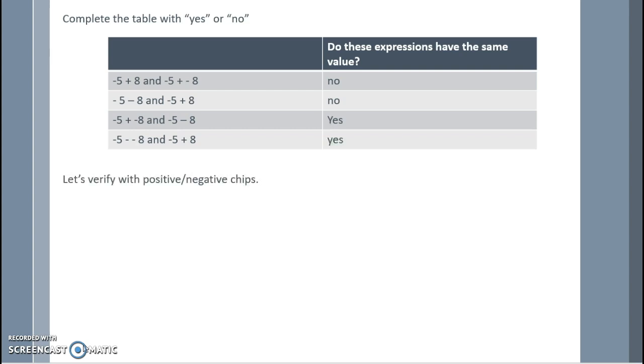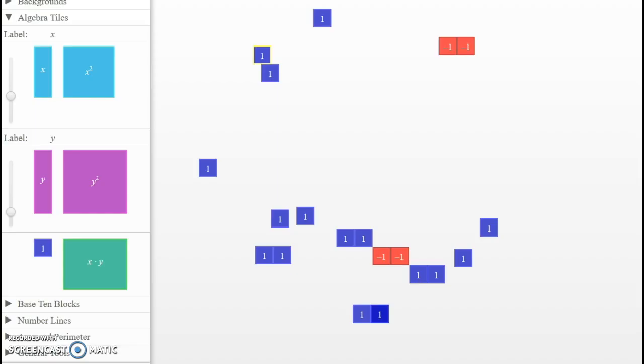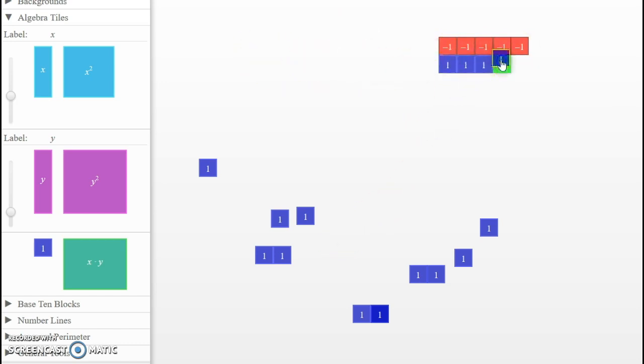So let's verify this with positive and negative chips. Let's start with the first one. It was negative 5 plus 8. So here's negative 5. 1, 2, 3, 4, 5, and we want to add 8 to it. 1, 2, 3, 4, 5, 6, 7, 8. So I see that we have a positive 3.